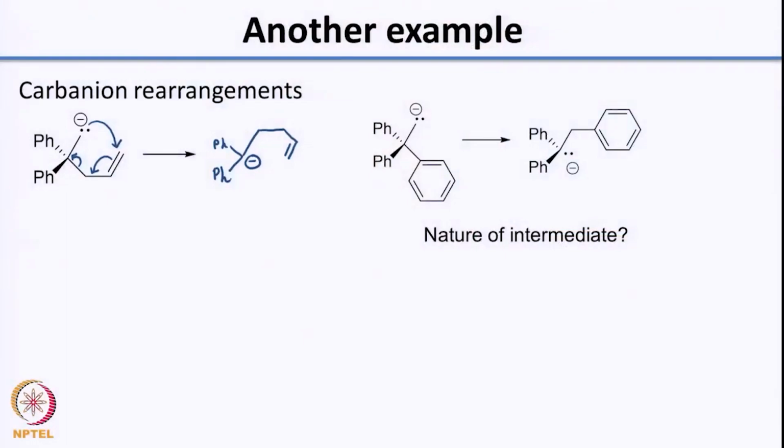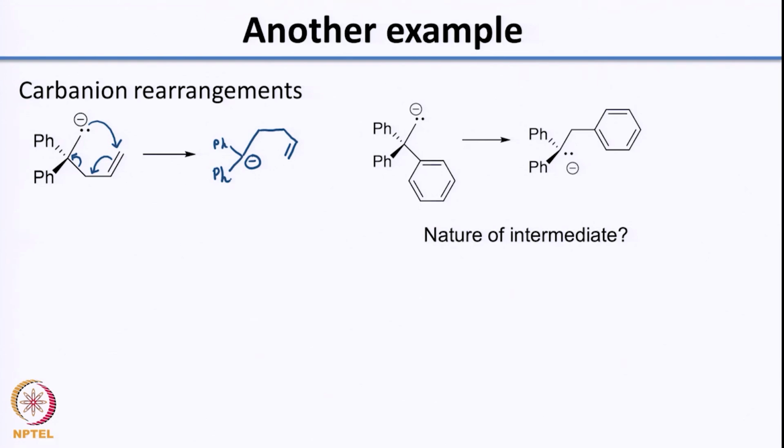So now here is another example where, instead of an allylic group, you have a phenyl group. What you see is again you have a carbanion and you see a migration of the phenyl group to generate the new carbanion. So again you have to think of the mechanism for this.